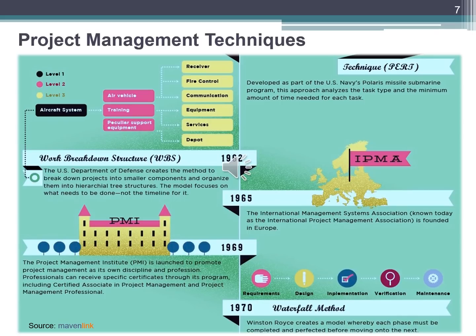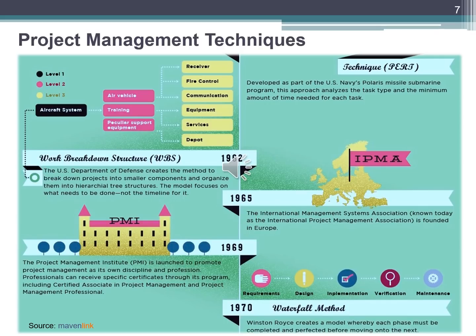PERT was developed as a part of the US Navy's Polaris missile submarine program, and this approach analyzes the task type and minimum amount of time needed for each task. In 1962, the Work Breakdown Structure, WBS, was invented.